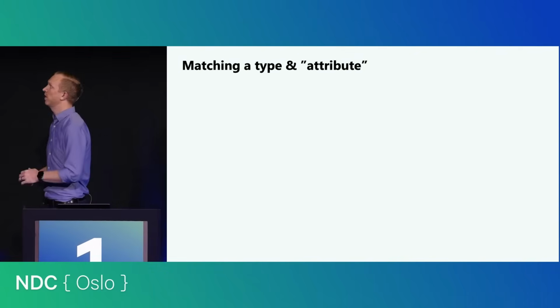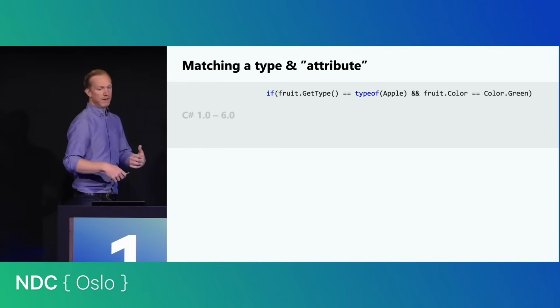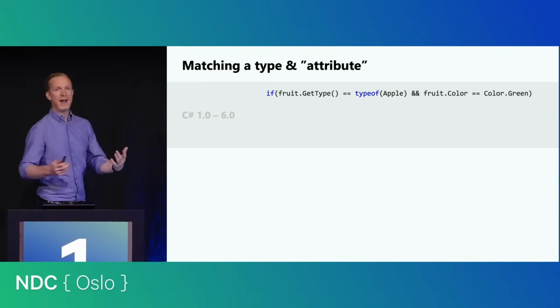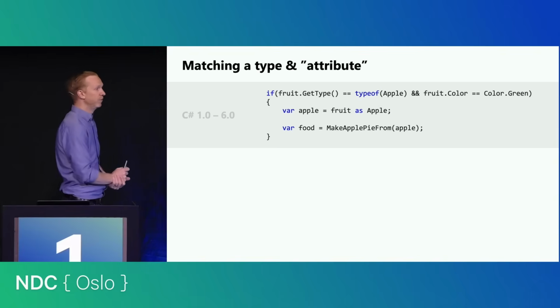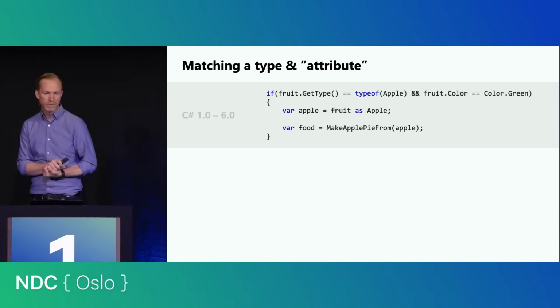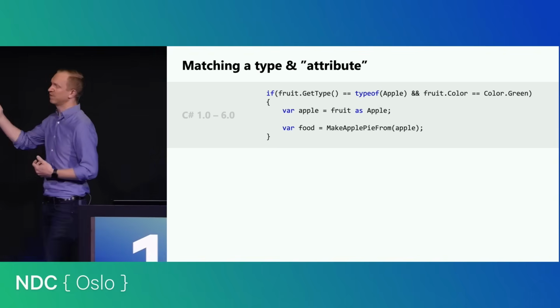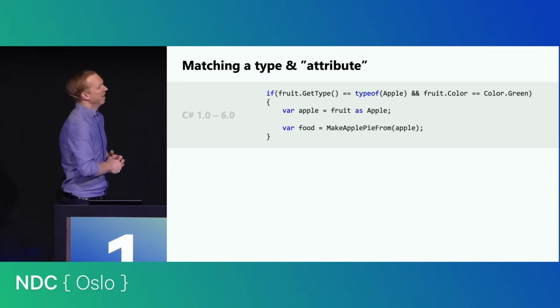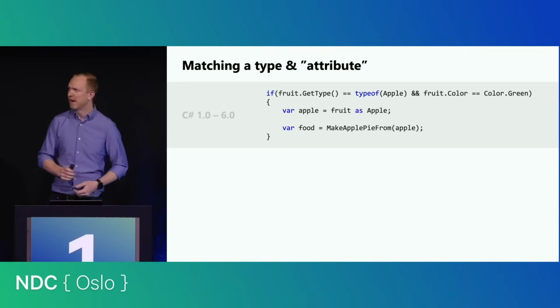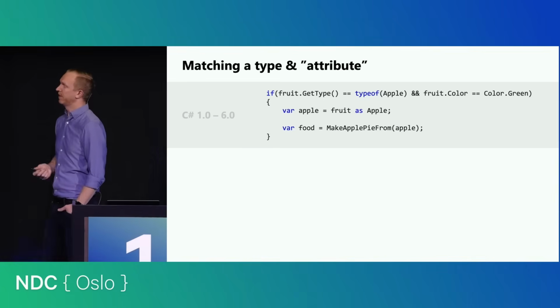Let's say that in C# 1 through 6, we were able to check if the type of the fruit is an apple, and we can check a different property. And then we have to typecast that into the appropriate type to use that inside. It works. Like most of us probably write code like this still. It's not the best way to do this, though. Like we have multiple different ways of achieving the same thing.